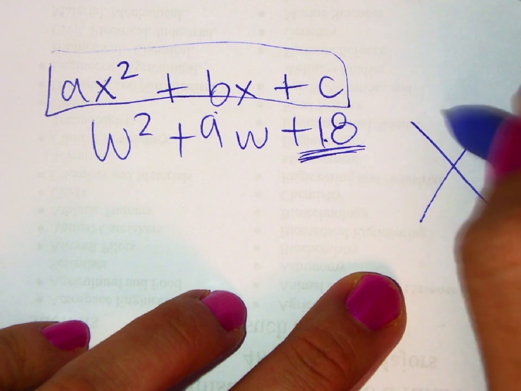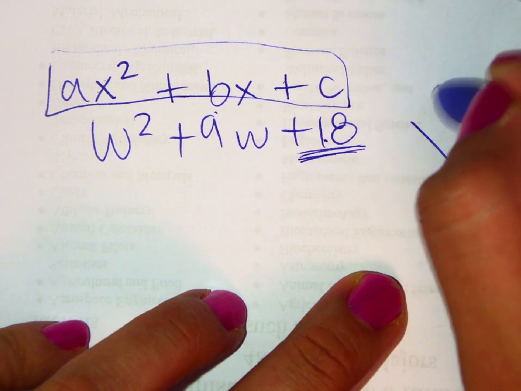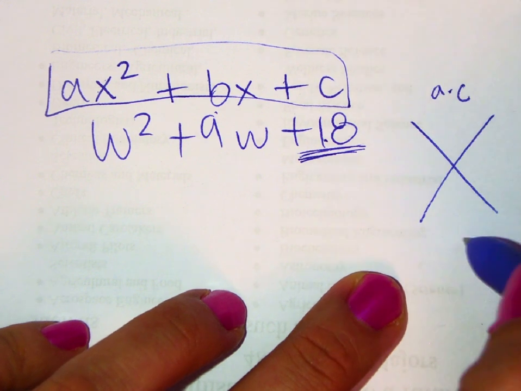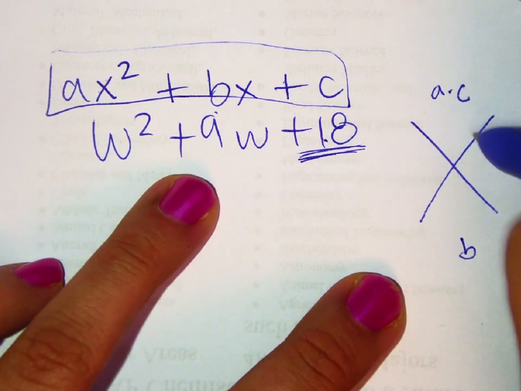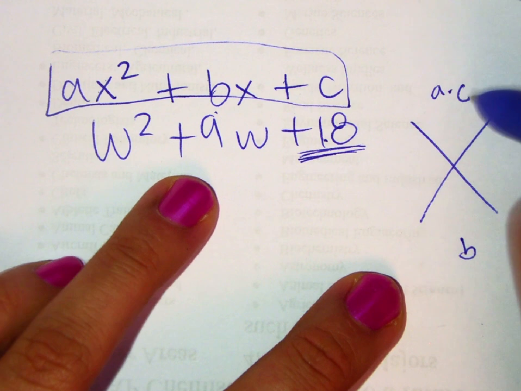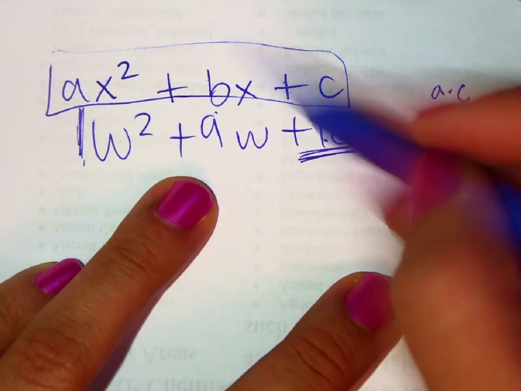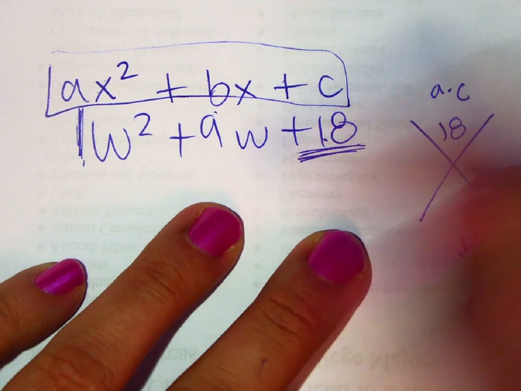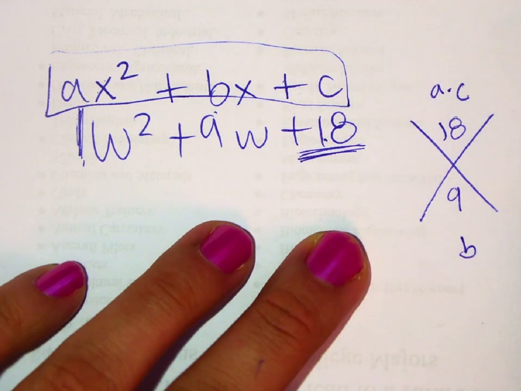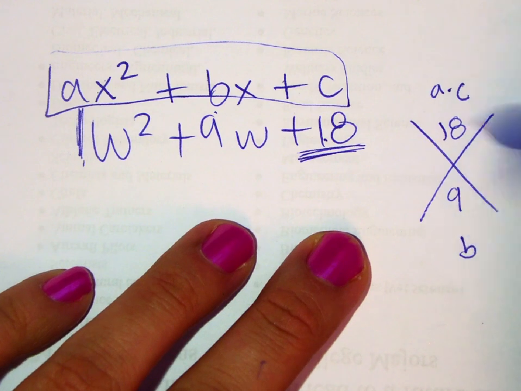Draw an X. At the top, you're going to put the answer to multiplying A times C, and at the bottom, you're going to use what you have as a B value. So on the top of this X, A times C, meaning 1 times 18, that's 18. B, which is a positive 9. And now use this to help you organize your thinking.